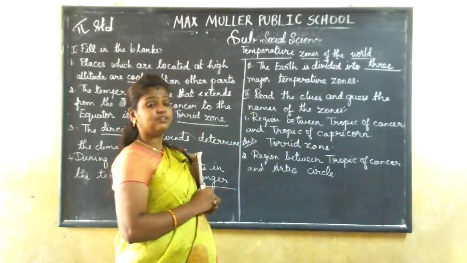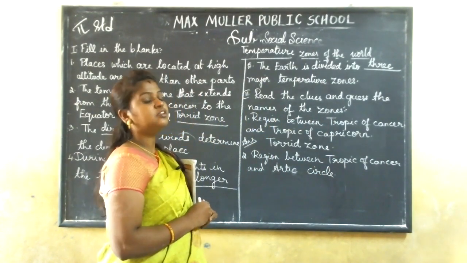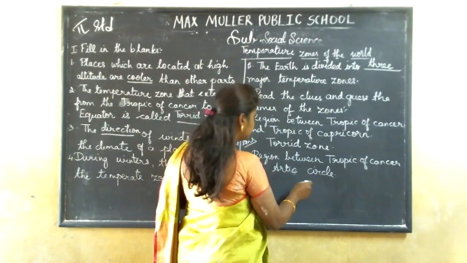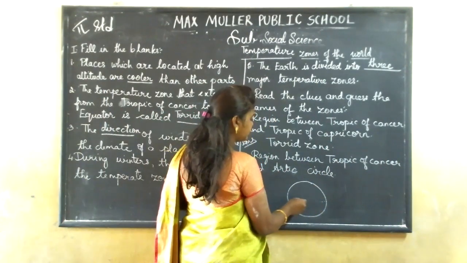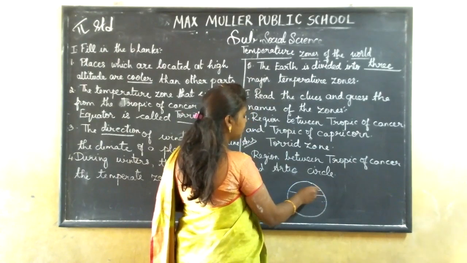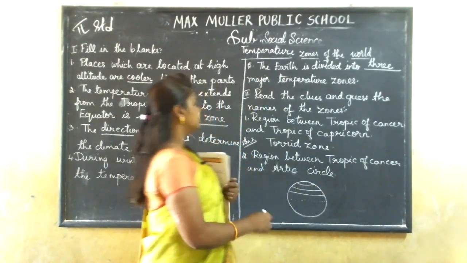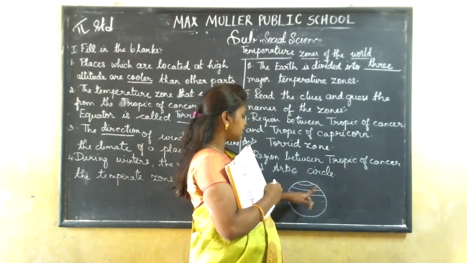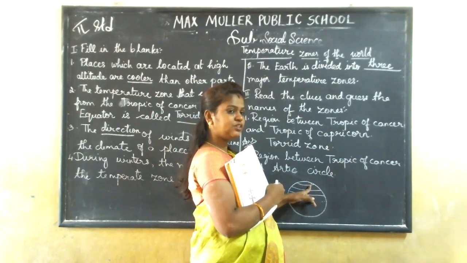So children, just listen carefully to the question. Region between the Tropic of Cancer and the Arctic Circle. So let us consider this as Earth, and this is the equator, and this is the Tropic of Cancer. Then, what I've asked you is the region between the Tropic of Cancer and the Arctic Circle. So which zone is that?